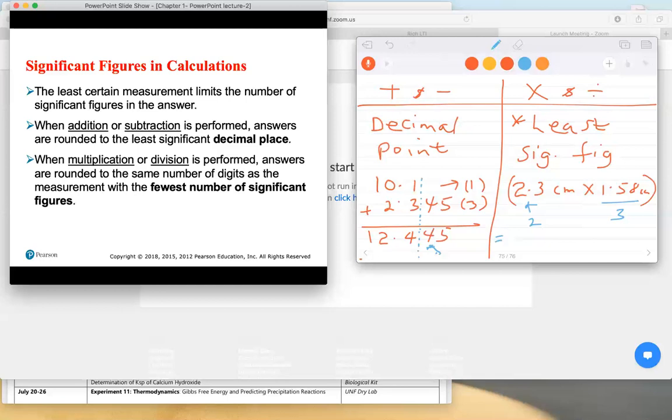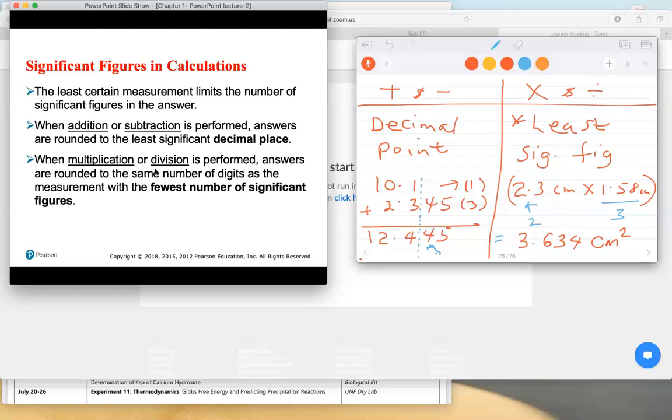My calculator is giving me 3.6, 3, 4. And remember, you multiply units, so this will be centimeters squared. It doesn't mean it is correct. No, it's not correct.